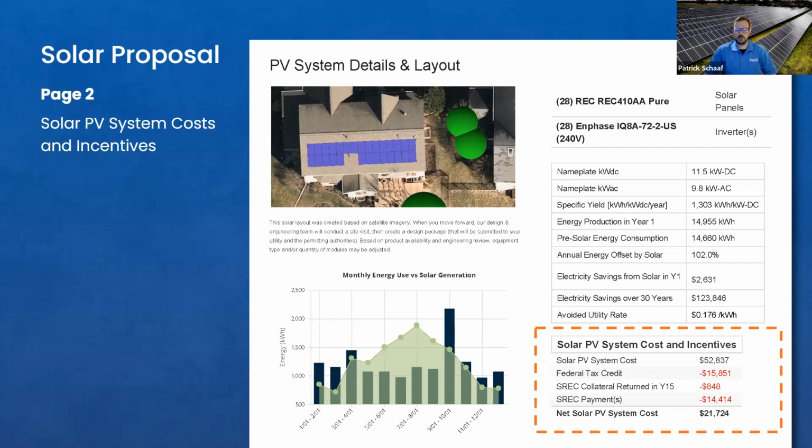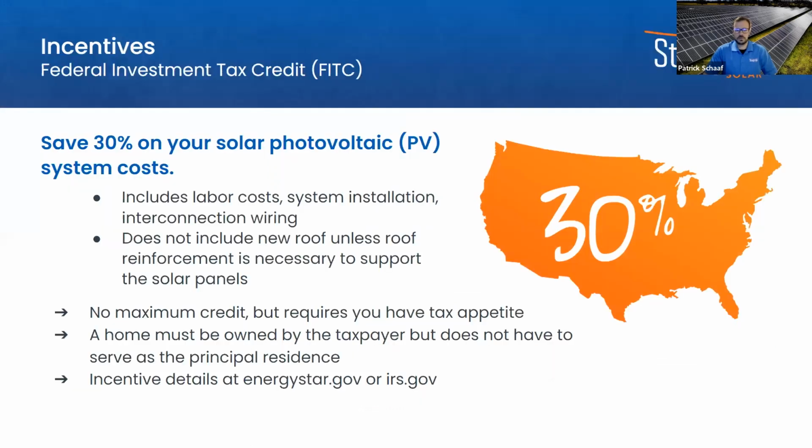And down on the bottom right-hand corner of the page 2, you'll see the cost and incentives. So talking about the incentives, the one thing that everybody is still able to apply for now is the 30% federal tax credit. It includes labor costs, system installation, interconnection, wiring, basically the system cost, right? It does not include a new roof, although some people would like that, unless there's some sort of reinforcement necessary to support the solar panels. So when we pull the structural permit, if it comes back that we need to do some additional bracing, that additional work is considered site preparation and should be allowable under that 30% federal tax credit.